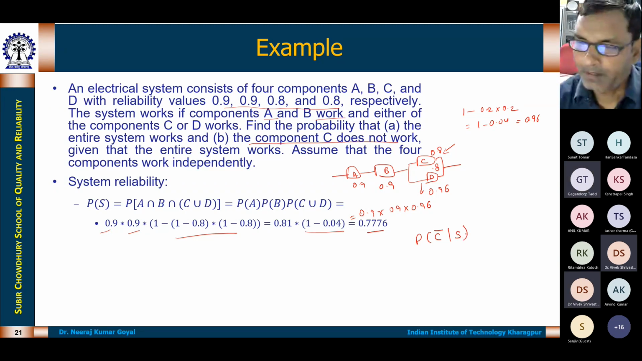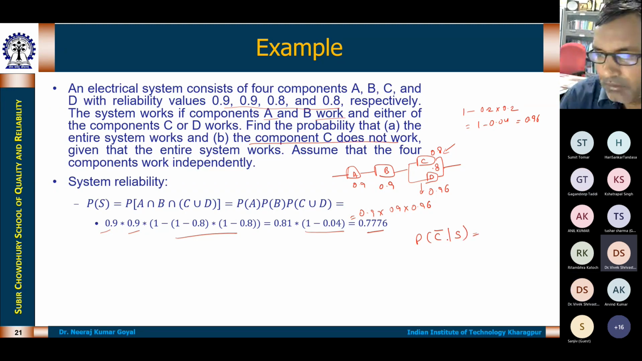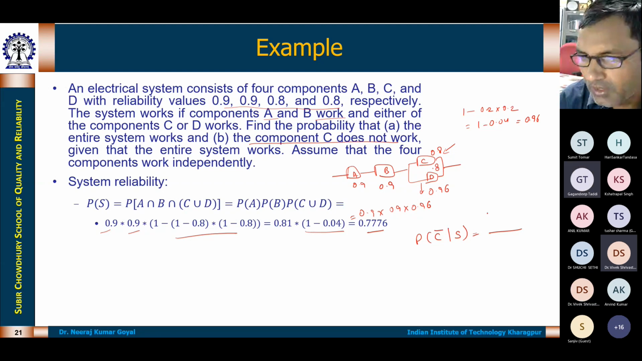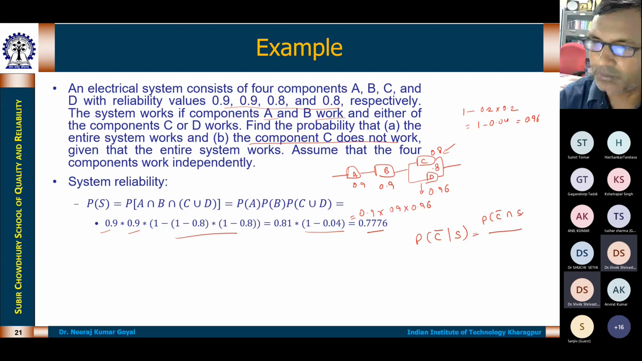I want to know the probability that C is not working given that the system is working. So what does it mean? I want to know the system configuration in which C is not working, but the system is working. So when C doesn't work, what is the probability that the system will work? The system will work only when A works, B works, D works, but C doesn't work. Or I can say this is the probability of C bar intersection with system.